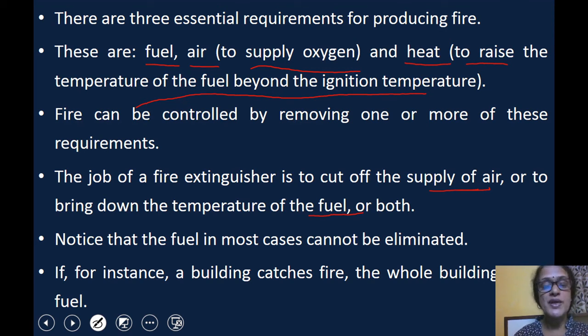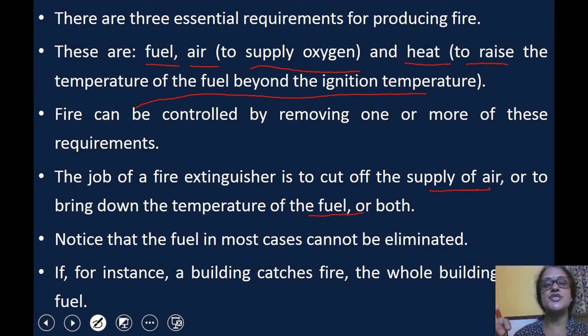So you can remove fire. Fire can be removed, or fire can be controlled, by removing one or more of these conditions. So the job of a fire extinguisher is to cut off the supply of air or to bring down the temperature. Two conditions, two things a fire extinguisher can do. What are the two things a fire extinguisher can do? A fire extinguisher either can cut off the supply of oxygen or bring down the ignition temperature.